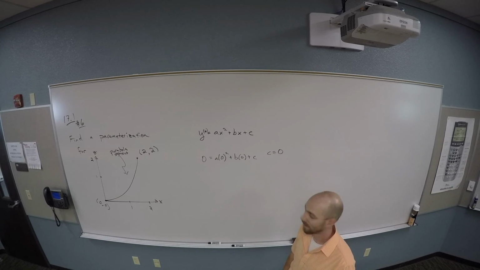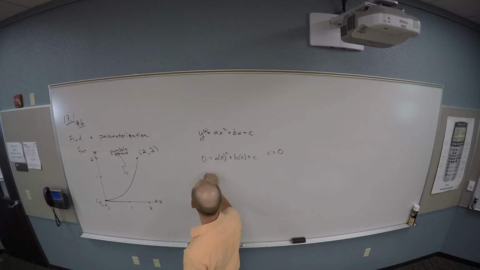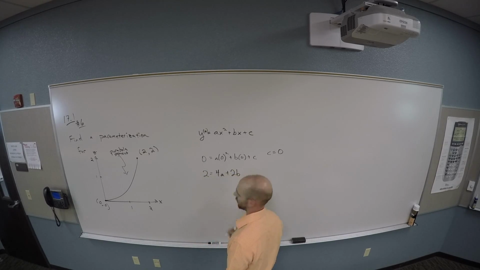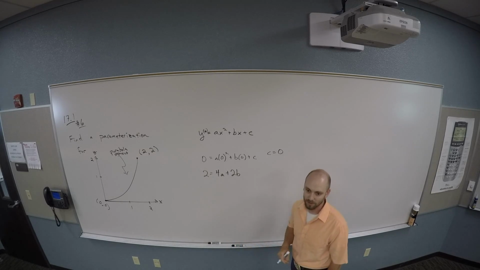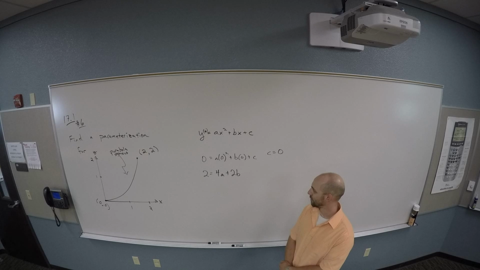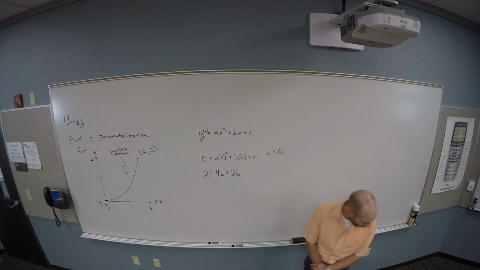Same thing with 2. Do the same thing with 2, right? So 2 is 4a plus 2b. Uh-oh. Fractions. So, what do you learn about this? You need one more point if we're going to do it this way. Yeah, you definitely need another point if you're going to do it this way. Did they give us one more point?